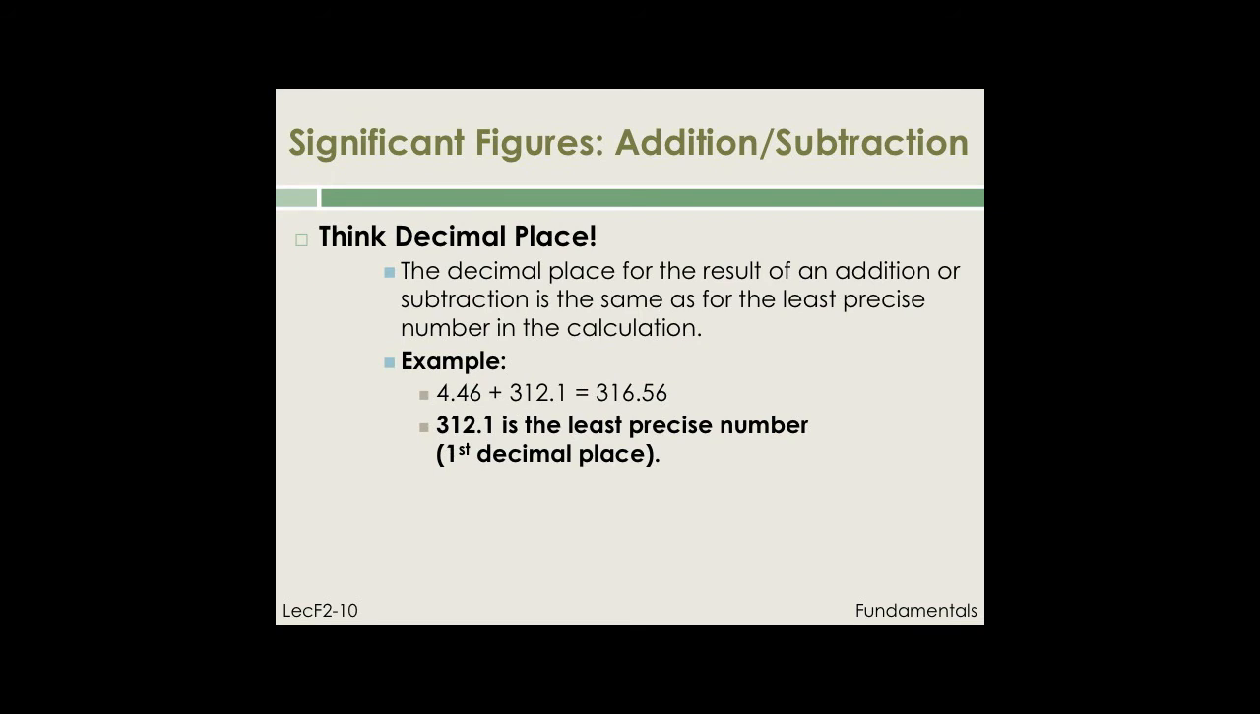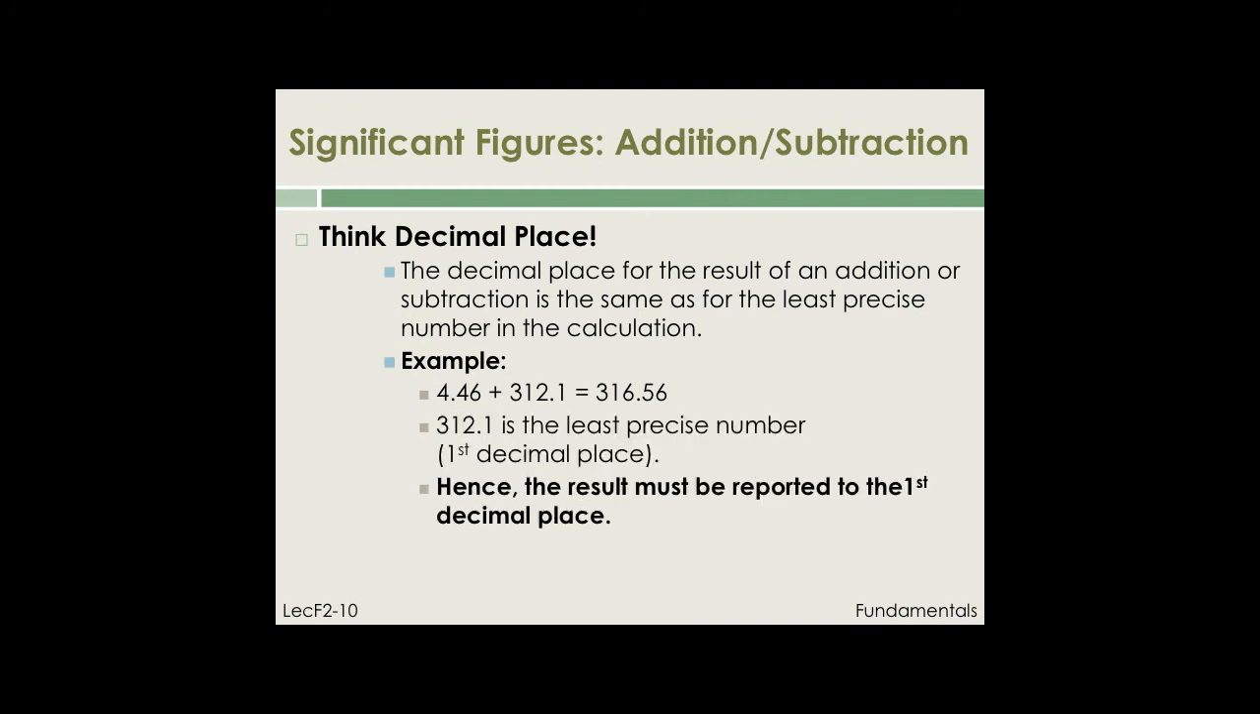312.1 has 4 significant figures, but is the least precise number since it is only known to the first decimal place, while 4.46 has 3 significant figures, but is more precise since it is given to the second decimal place. Hence, the result of this addition must be reported to the first decimal place and written as 316.6.